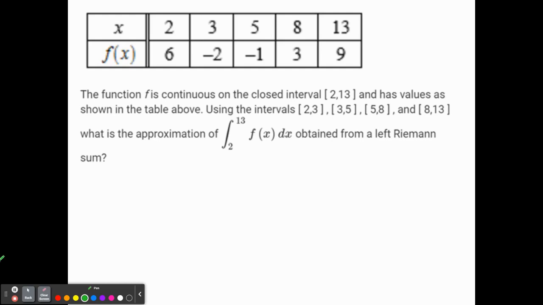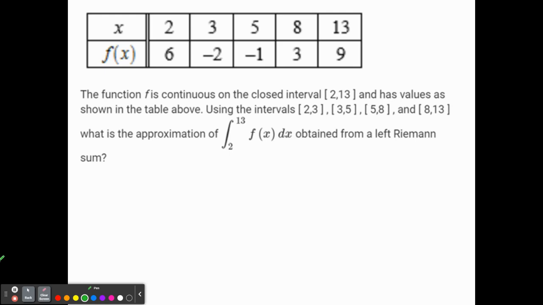The function f is continuous on the closed interval 2 to 13 and has values as shown in the table above. Using the intervals 2 to 3, 3 to 5, 5 to 8, and 8 to 13, what is the approximation of the definite integral from 2 to 13 of f of x with respect to x obtained from a left Riemann sum?